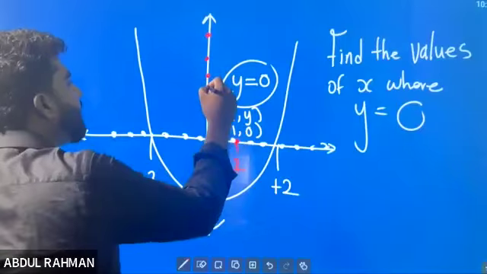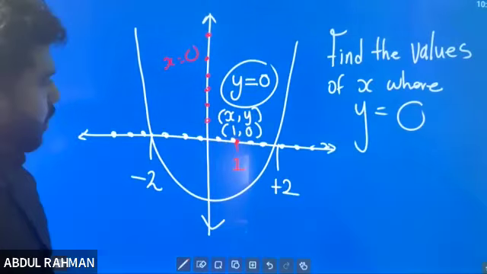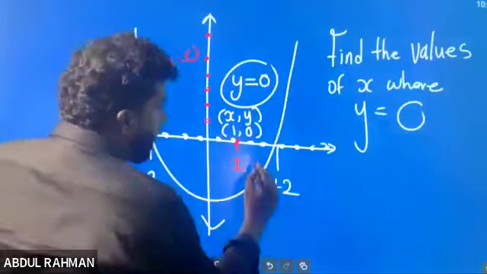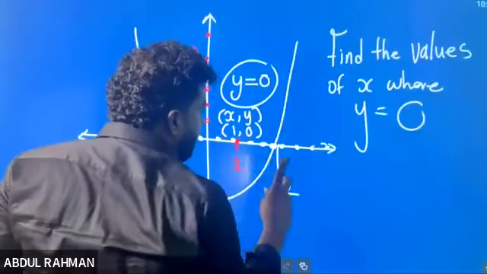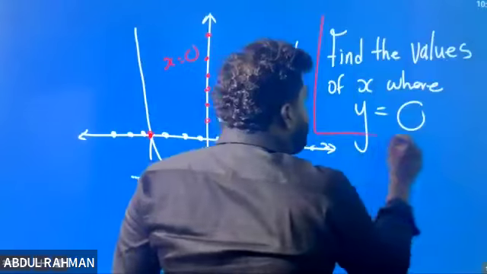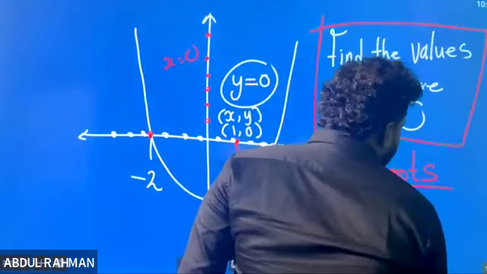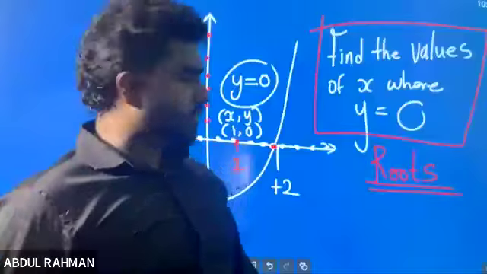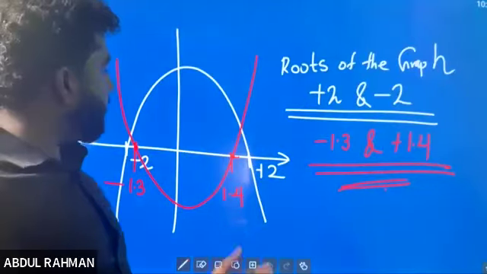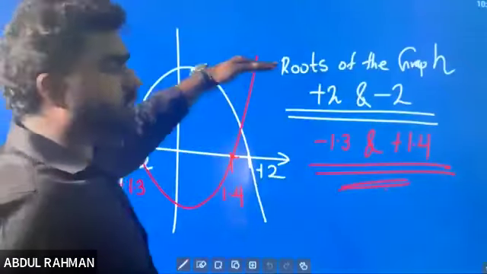Any point that I will be taking on the y-axis, x will be equal to 0. Now in this question they are asking about y. Y is equal to 0 on this graph where? At the points where the graph is cutting the x-axis. That is another way of asking for the roots. If they ask you roots, you will directly write. What are your roots here? -2 and +2. For the red one, it is +1.4 and -1.4.